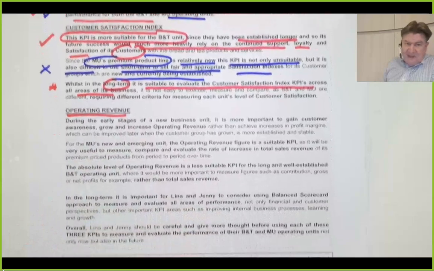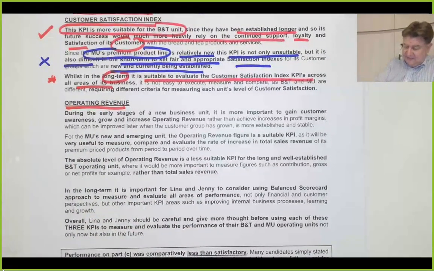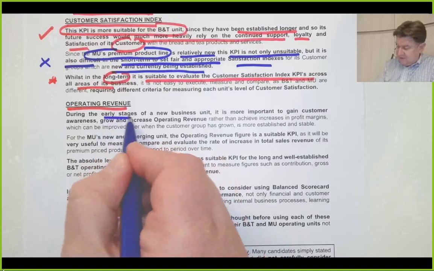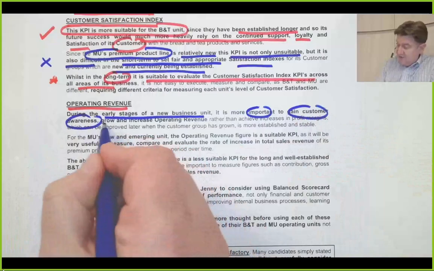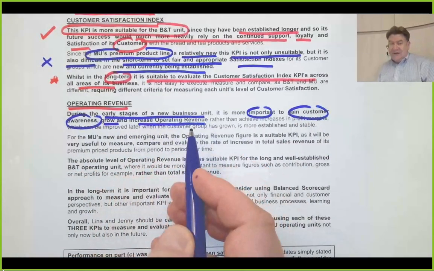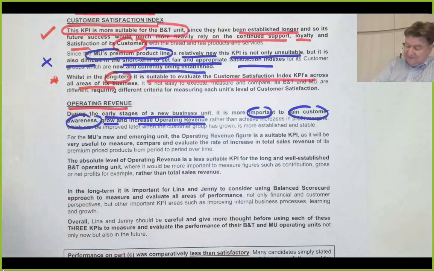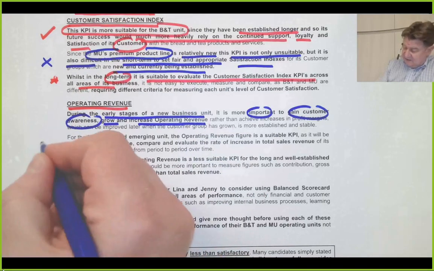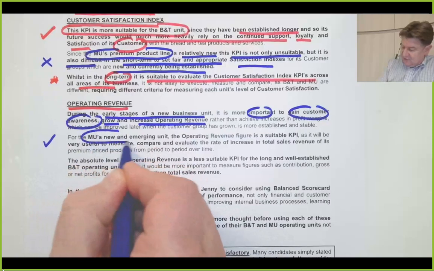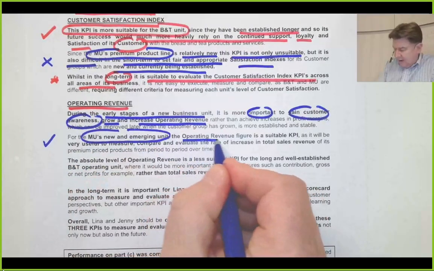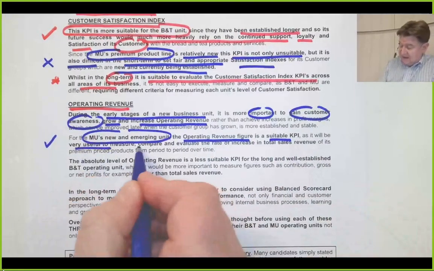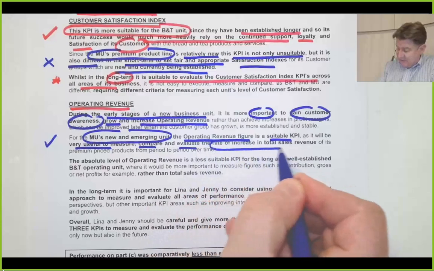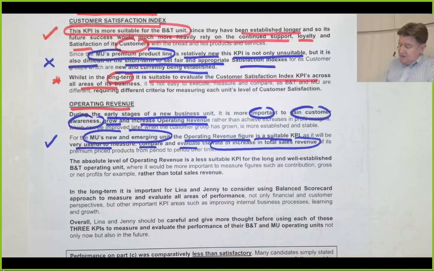And then finally, let's start getting into our operating revenue. So again, normally when you start a new business unit, it's going to be very important to try to gain that customer awareness, grow the business. And so we could see that operating revenue and increasing operating revenue would definitely be a part towards achieving that. So let's mention here for the MU's new and emerging unit, you can see, look, the operating revenue figure is going to be a suitable KPI as it's very useful to measure, compare and evaluate, especially something like the rate of the growth in the total sales revenue across this premium price product.